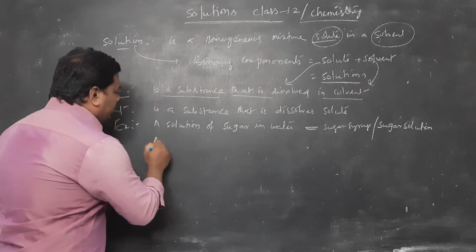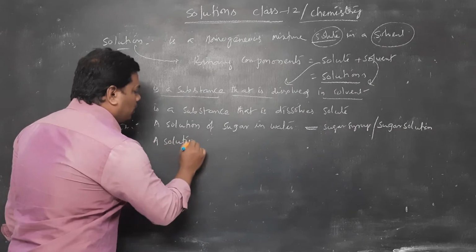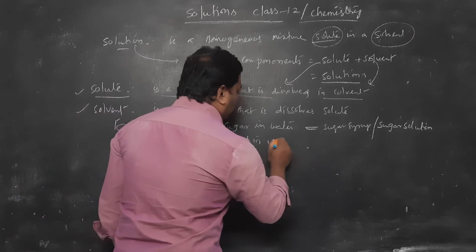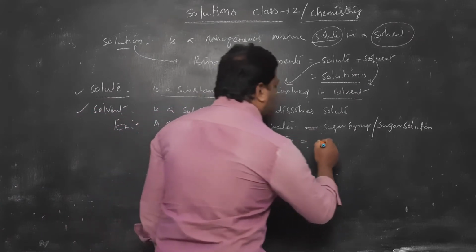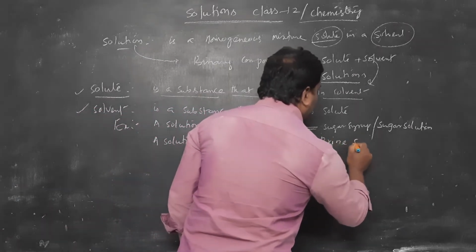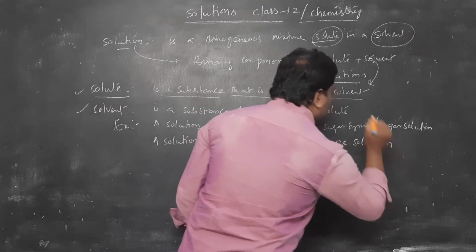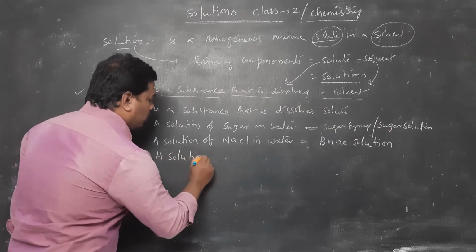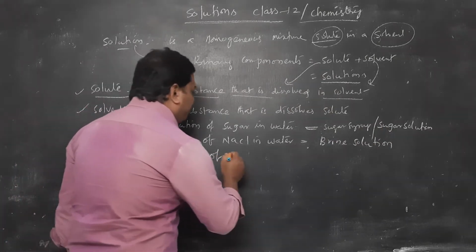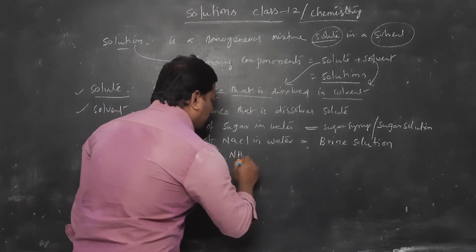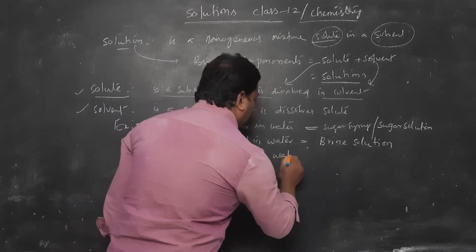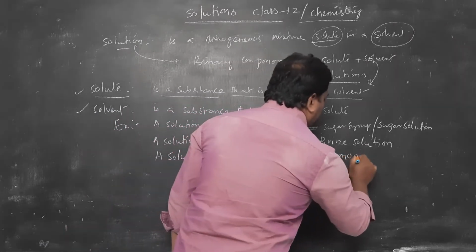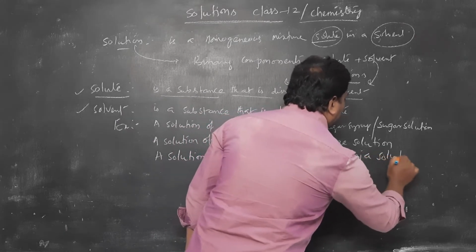Okay, right. Next, a solution of sodium chloride in water. We can call it a brine solution. Next, a solution of ammonia in water. That is equal to ammonia solution.